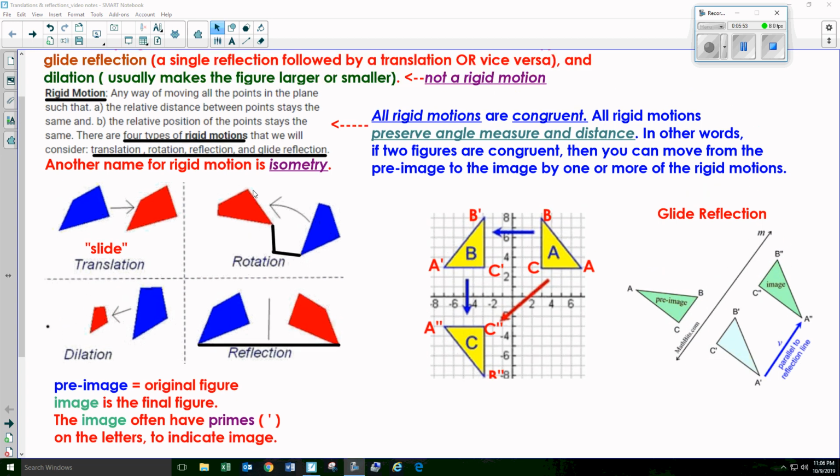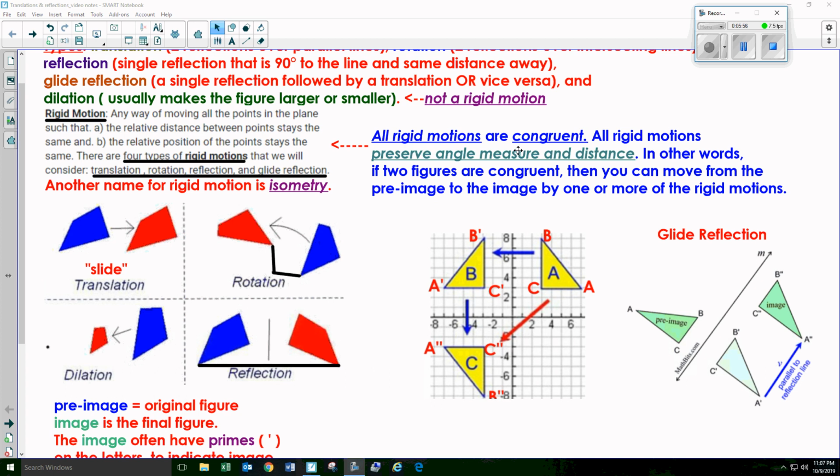Okay, so going back to congruency on the DCAS, when they talk about congruent figures, they'll say if I can move one figure, a pre-image, to another figure by any combination of these, then the figures are congruent. So the idea of isometries or rigid motions is tied to the definition of congruence. So you need to understand that they love to talk about congruence with rigid motions.